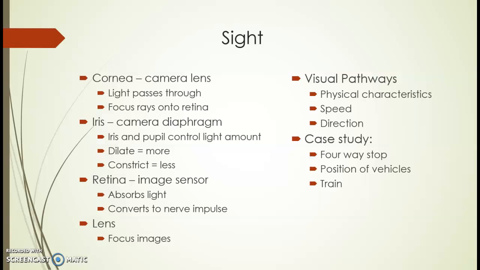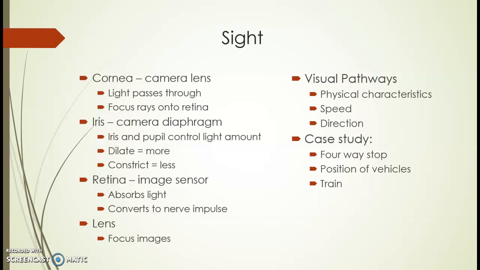During this process, the iris and pupil control how much light is sent to the retina. When it's dark, the pupils will dilate to allow more light in, and when it's light, they're smaller to let less light in. The lens in the eye helps to bring the images into focus.